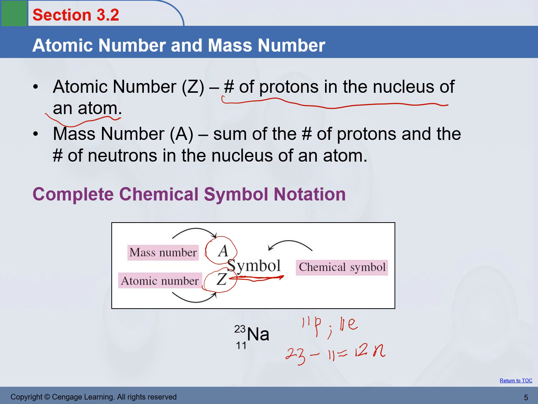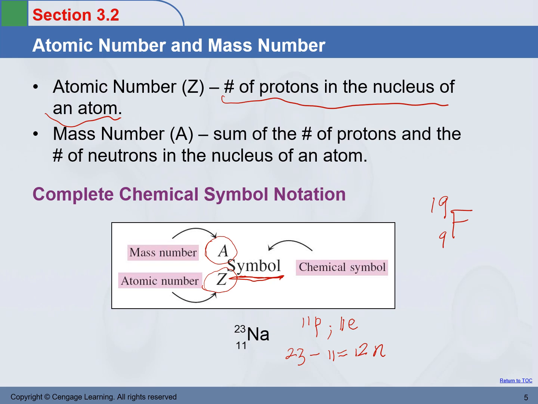Let's do a couple of practice problems before we move on. So let's try to figure out how many protons, neutrons, electrons are there in this fluorine.